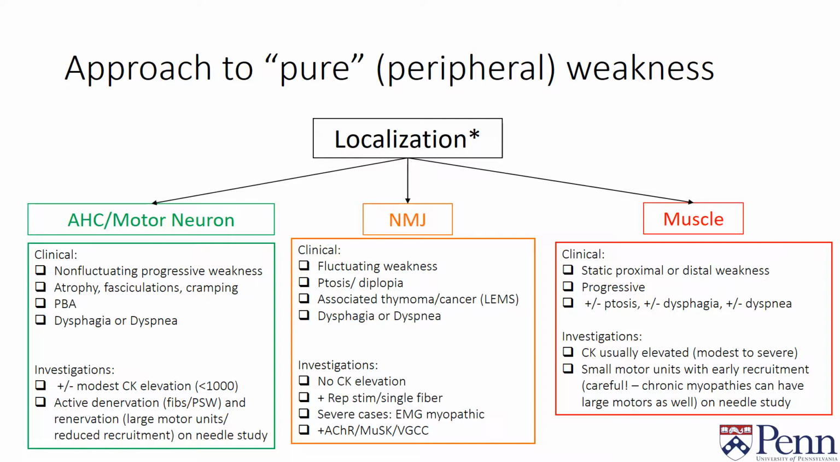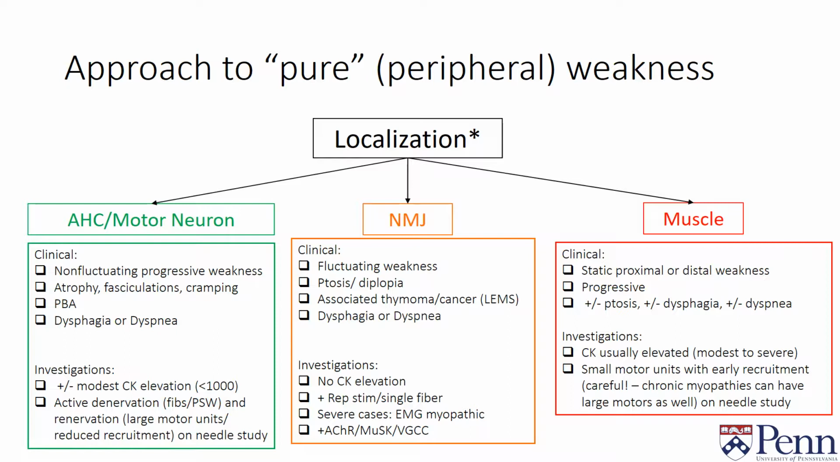typically presents with a non-fluctuating progressive weakness. There's atrophy, fasciculations, cramping. Sometimes patients have pseudobulbar affect when they laugh or cry inappropriately, and that can be helpful in distinguishing motor neuron disease from other entities. They often have dysphagia or dyspnea, which can be seen in almost any of these three localizations. On further investigation, they can often have a modest CK elevation. We usually use a rule of 1,000 that's occasionally broken, but if we see a CK of greater than 1,000, we tend to be a little suspicious that there might be something other than motor neuron disease going on. At the same time, a CK of 800 is well within the bounds of reason for motor neuron disease.